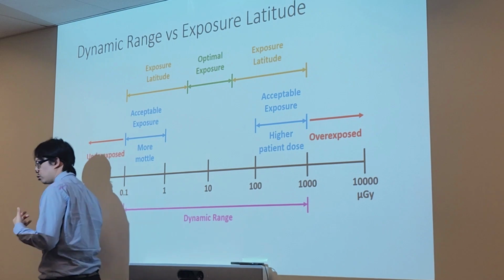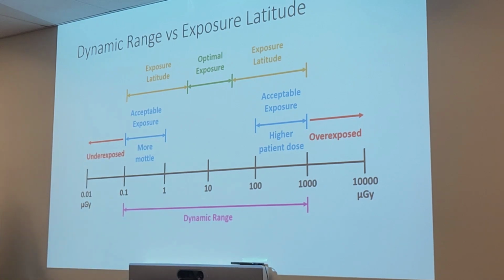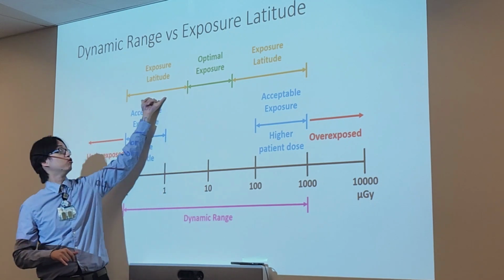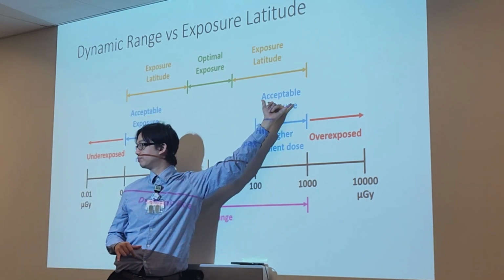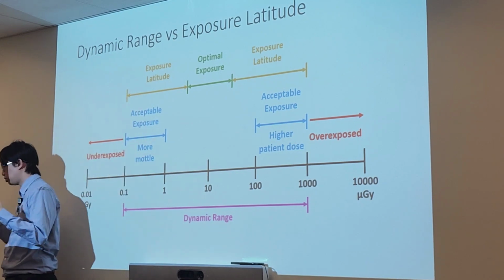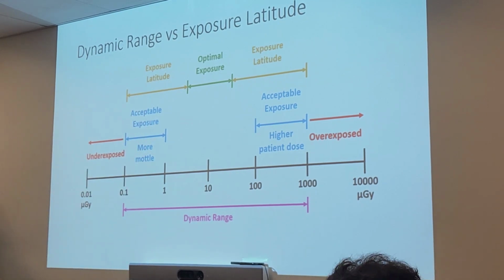So my image wouldn't look any worse or any better. Right? Yes? So exposure latitude is within dynamic range, but not in the optimal area? Correct. So exposure latitude would be, if this is my optimal, how much can I move my optimal and still get something that's okay? So that's exposure latitude. Latitude is just how much freedom you have. How much freedom do I have to change my technique and still get something that looks good?